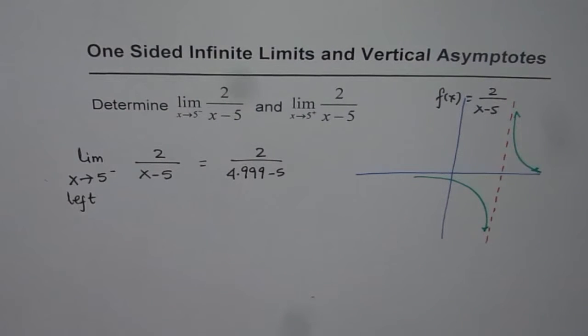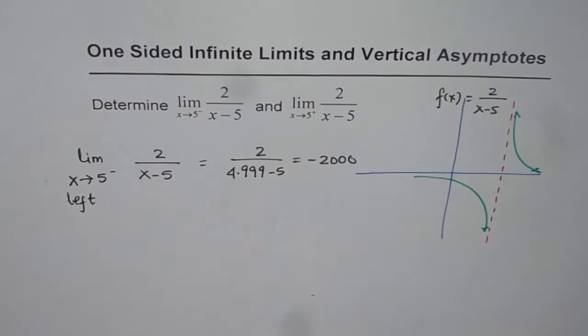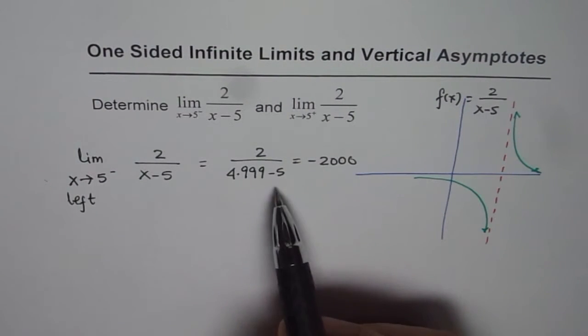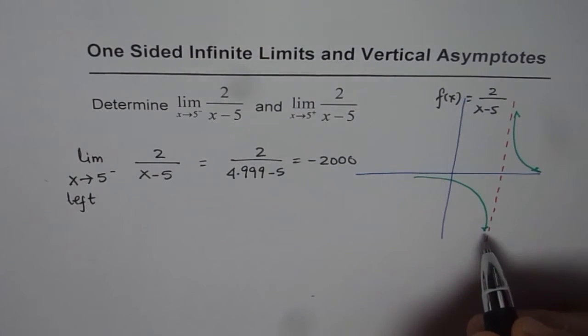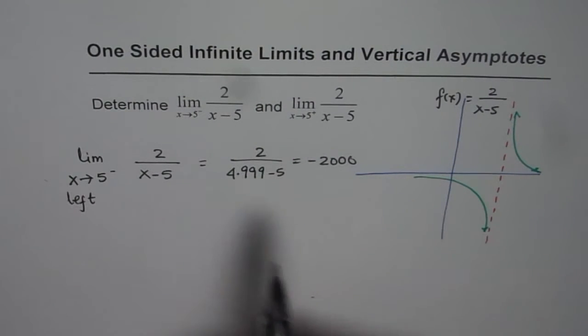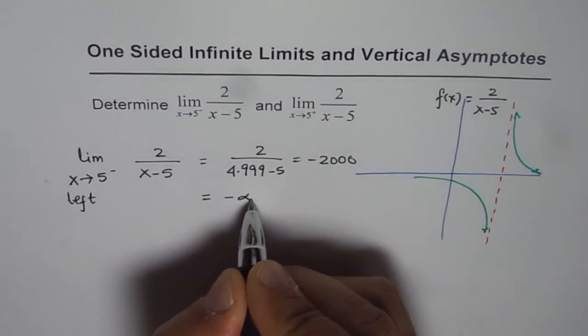We'll use the calculator and figure this out. It is 2 divided by, within brackets, 4.999 take away 5, bracket close, equals minus 2000. So what we get here is minus 2000. Now minus 2000 is a very large value as compared to these small numbers, 2, 5 and 4, correct? So it's an extremely large value. What we really see is that the function decreases without bound as we approach 5 from the left side, so we can write this as minus infinity.